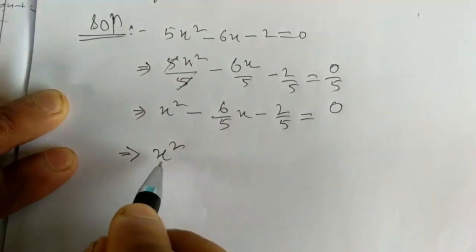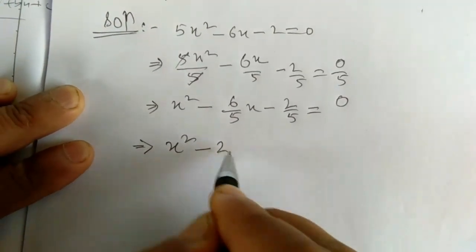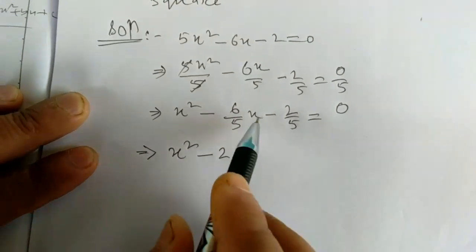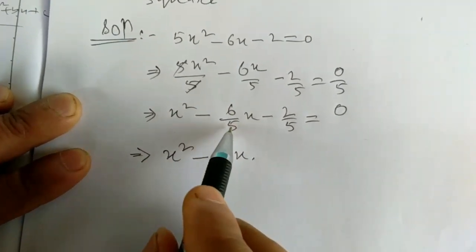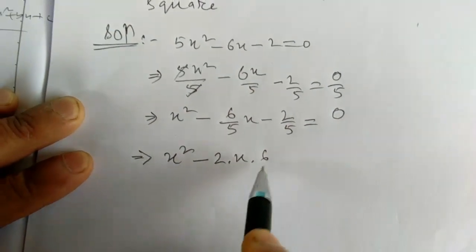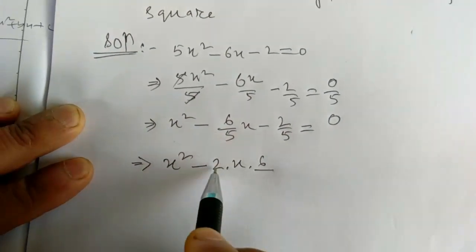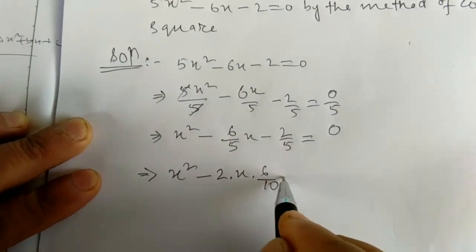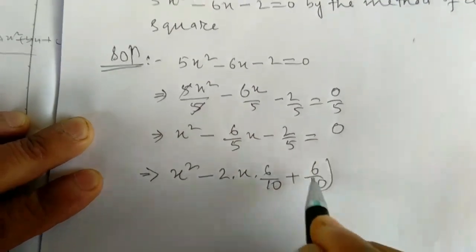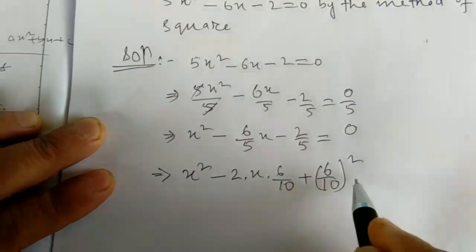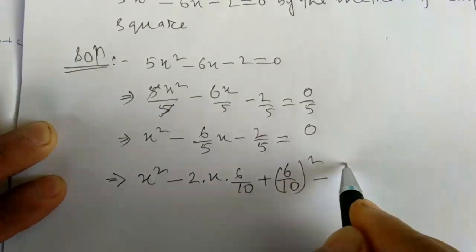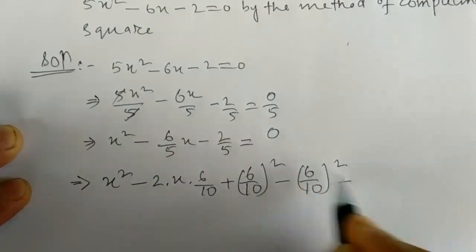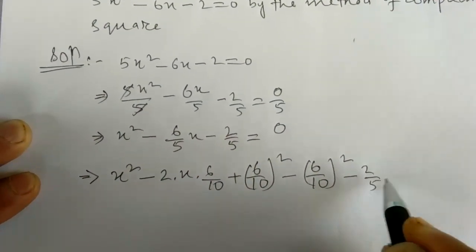So x square, this is your a square, minus twice ab. A means x, b we don't know, but we have to see the coefficient of x. Here it is 6 by 5. So the numerator will remain as it is, only the denominator you have to multiply by 2. 2 5s are 10. So this will be twice ab plus b square. As we have added this term here, we must subtract the same term, 6 by 10 whole square. Then minus this 2 by 5 equal to 0.